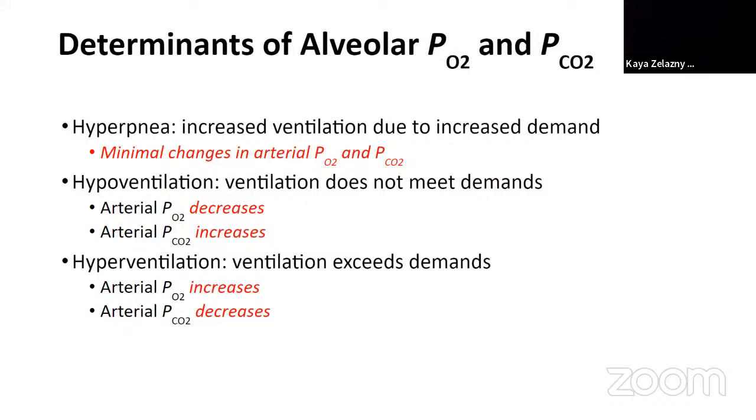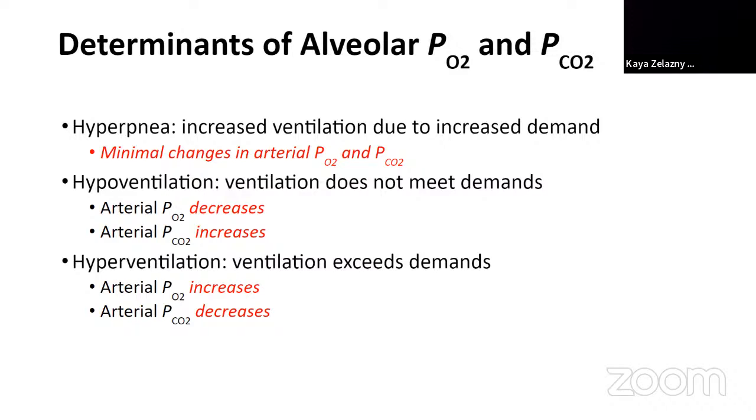Some of this is normal, right? So we have this word hyperpnea. Hyperpnea means that we're breathing faster, so we have an increased ventilation. We're breathing in more air per minute because of an increased demand. Our body is using a bunch of oxygen, so we need more oxygen coming into the lungs and coming into the blood.